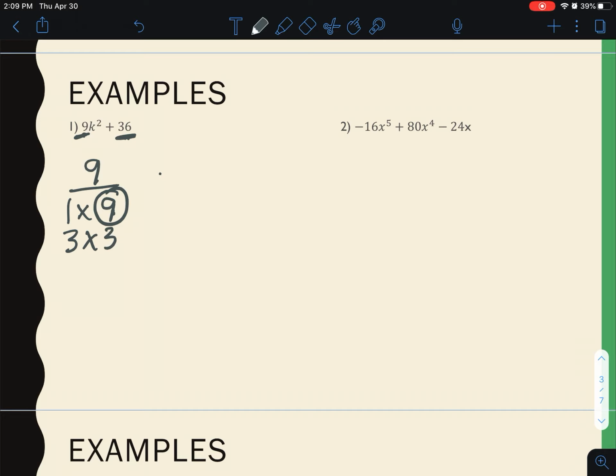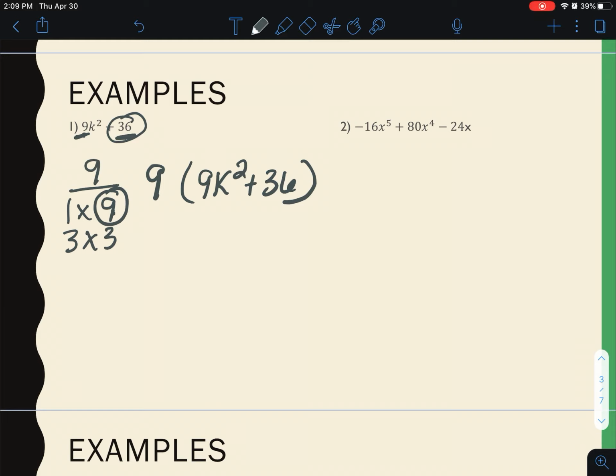So then I take my greatest common factor, and I'm going to write it on the outside of what's in parentheses. On number 1, we don't have a greatest common factor for the variables because there's not a variable in 36. It's just 36. So remember, it's got to be common. So if you don't have a variable in one of your terms, then you're not going to have a variable as part of your greatest common factor.